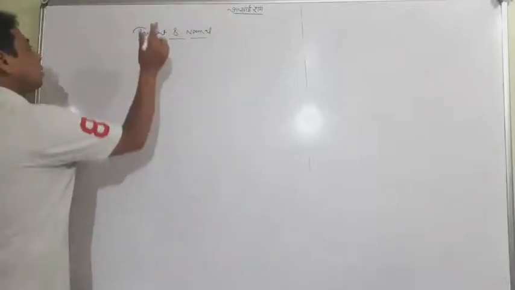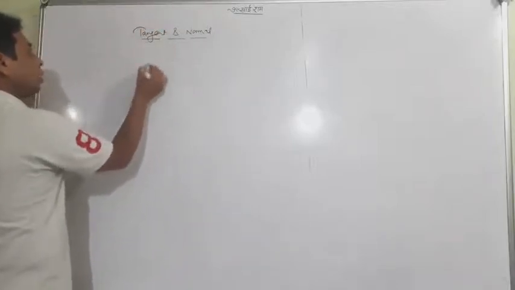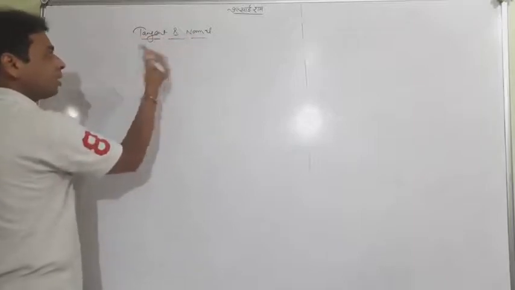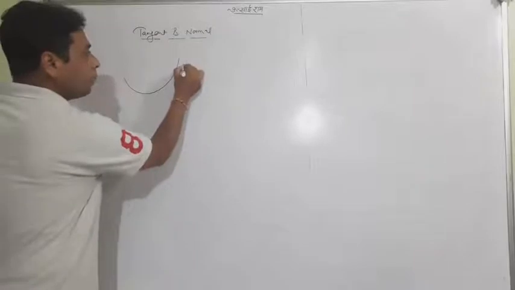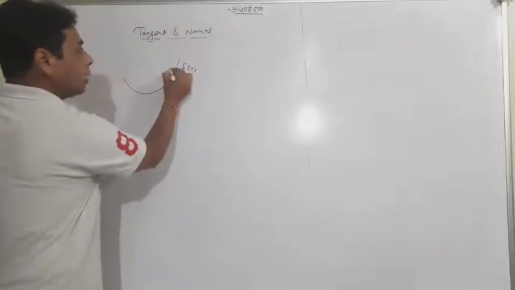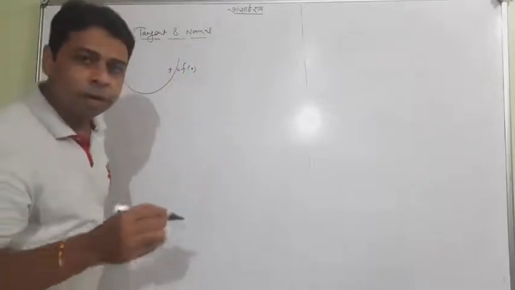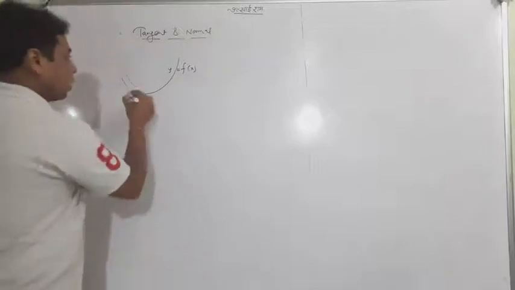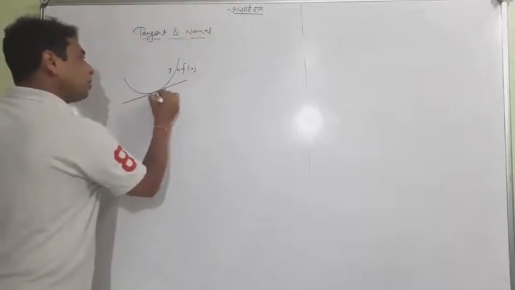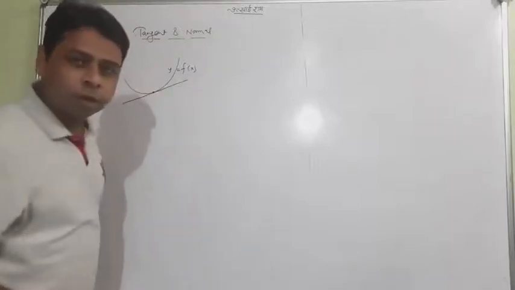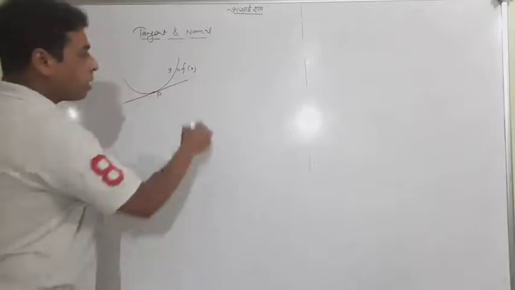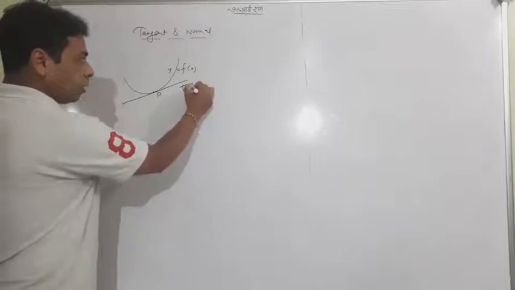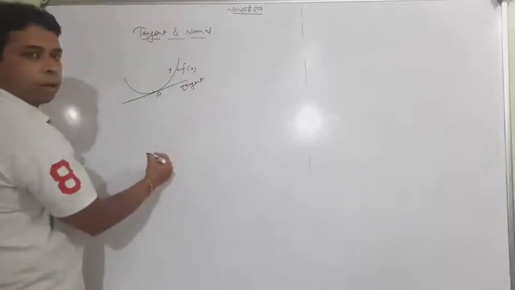First I want to tell you something special, that you know about the meaning of tangent and of normal. Suppose there is any curve, any function, and it is the curve y is equal to f of x. You know the meaning of tangent. Tangent is a line that touches the curve at a single point. This P is called the point of contact, and this is a tangent. You should know this.